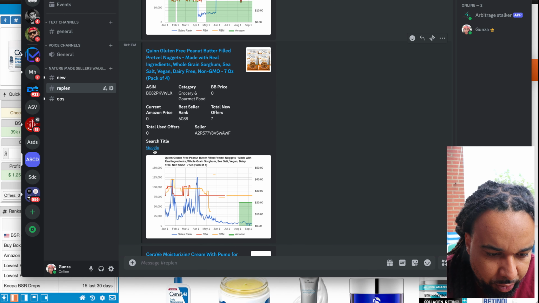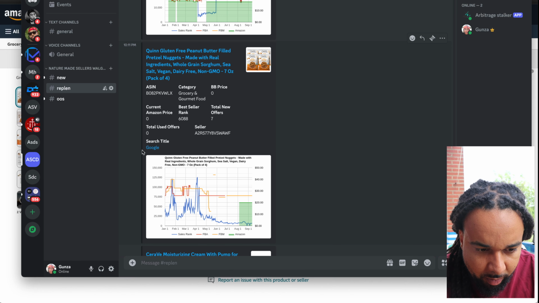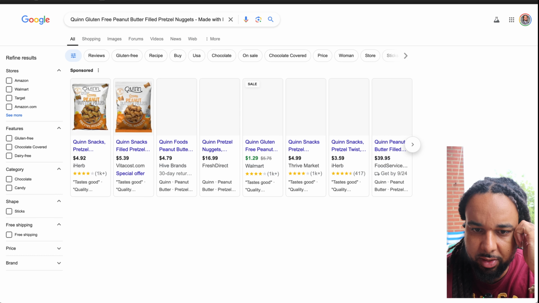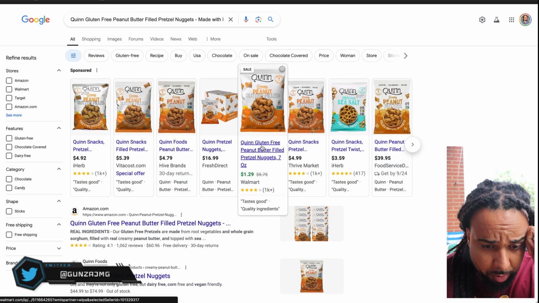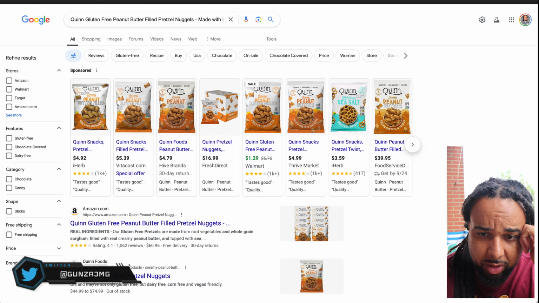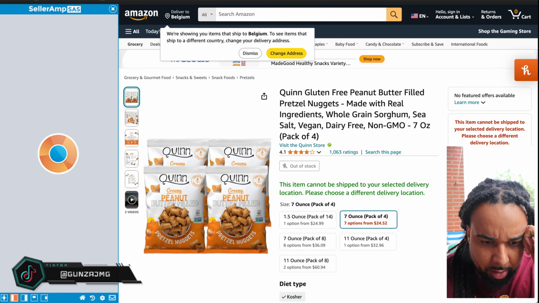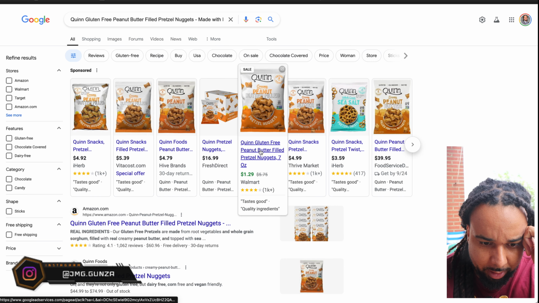So we have Queen gluten-free stuff. Let's look at this. All right. Okay, so we can get this from Walmart at $1.29. Okay, so that might be interesting. $1.29, we have a 4-pack, $1.29 times 4.